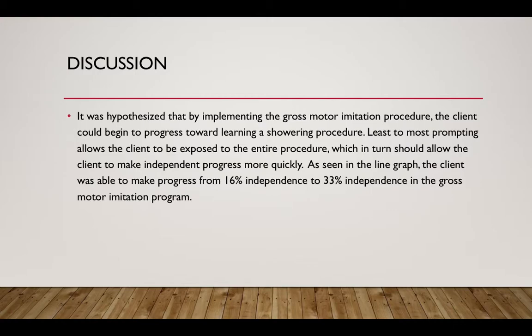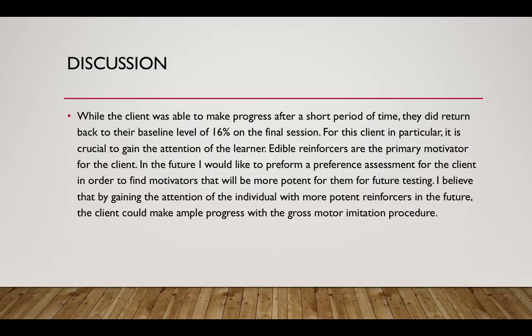As seen in the line graph, the client was able to make progress from 16% independence to 33% independence in the gross motor imitation program. While the client was able to make progress after a short period of time, they did return back to the baseline level of 16% on their final session.